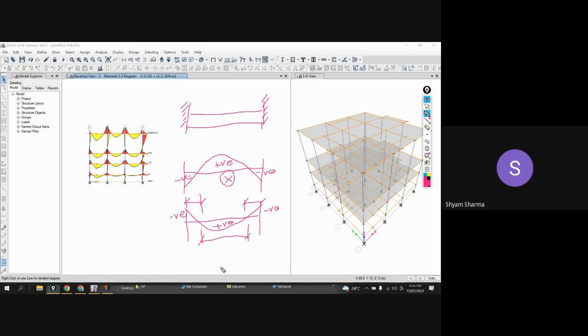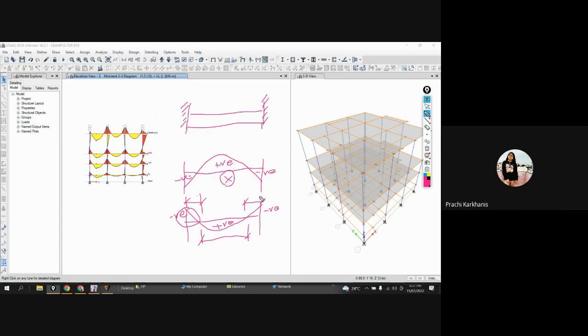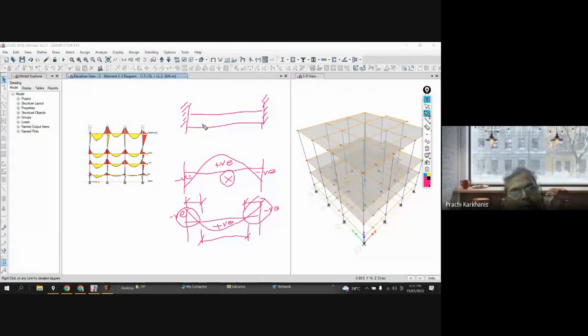Clear? Yes, sir. That means I am drawing the bending moment diagram on the tension face, so that immediately I will understand this is my tension region. This is my tension region. So I will place a reinforcement somewhere here.